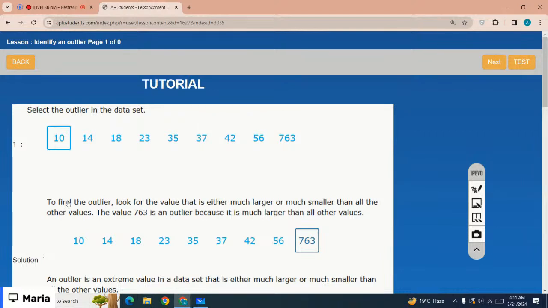Select the outlier in the data set. So you have to look for the value that is either much larger or much smaller than all the other values, right? If you look at the data set carefully, the numbers are 10, 14, 18, 23, 35, 37, 42, 56, and 763, right?